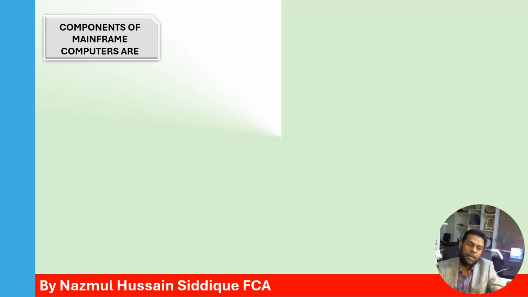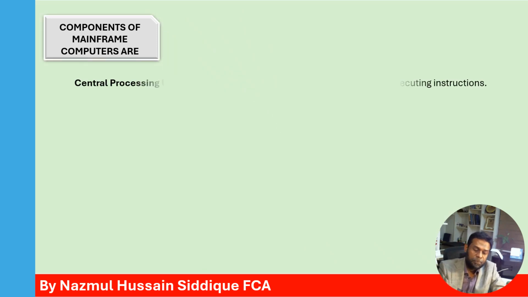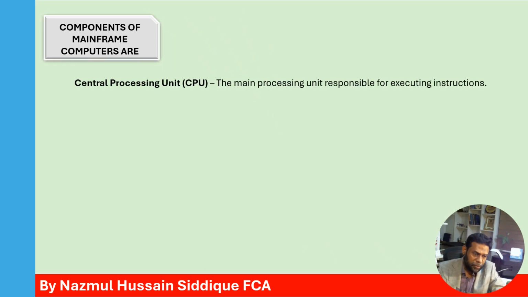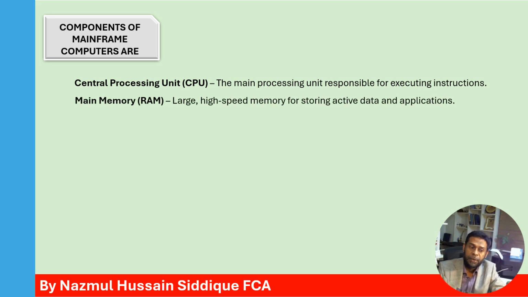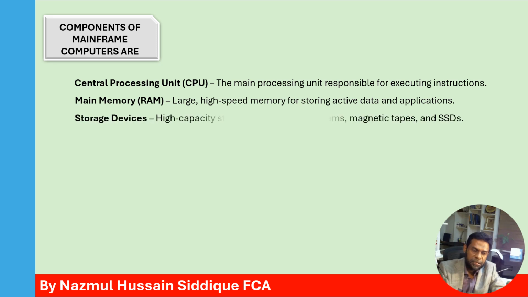Next, the components of mainframe computers. We shall discuss the common components of mainframe computers. Firstly, central processing unit, CPU. The main processing unit responsible for executing instructions. Then main memory, RAM. Large, high-speed memory for storing active data and applications.